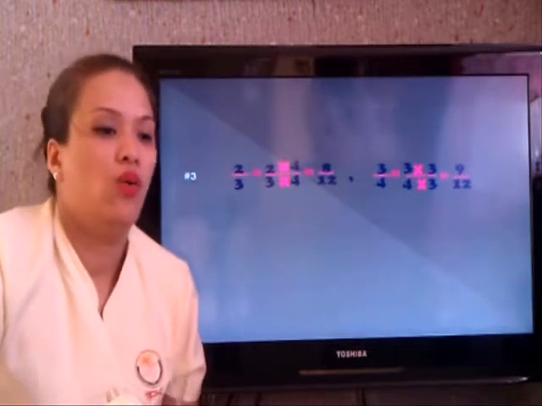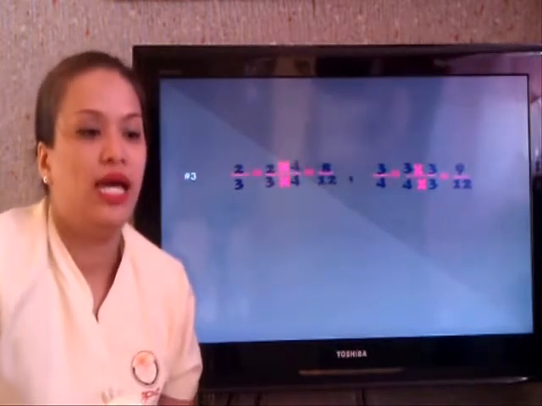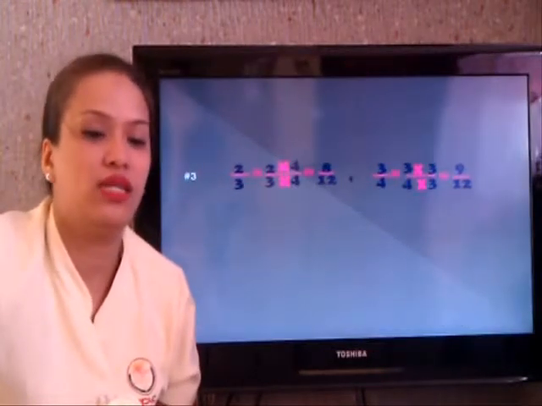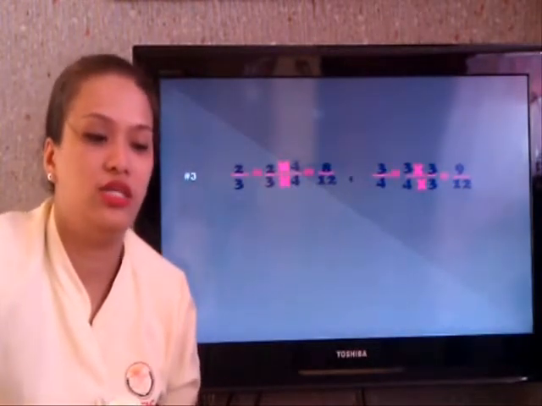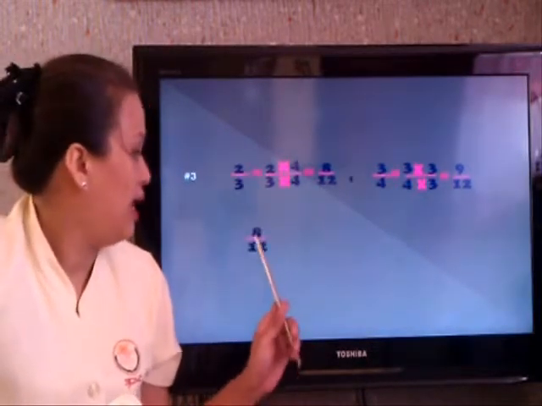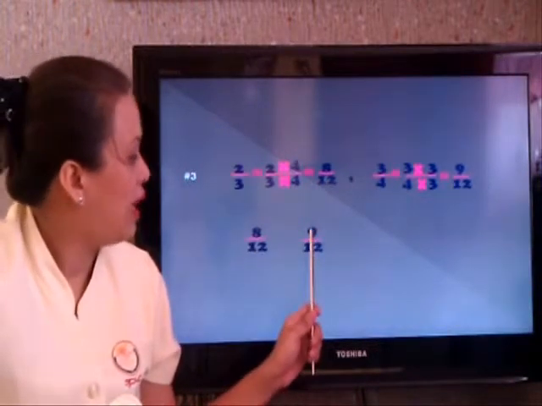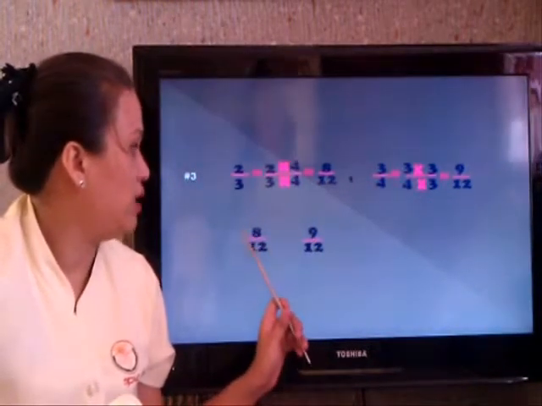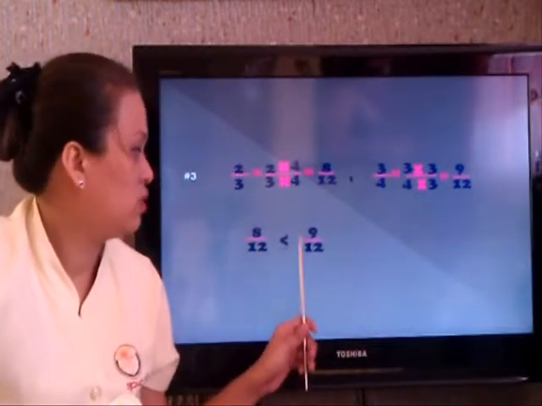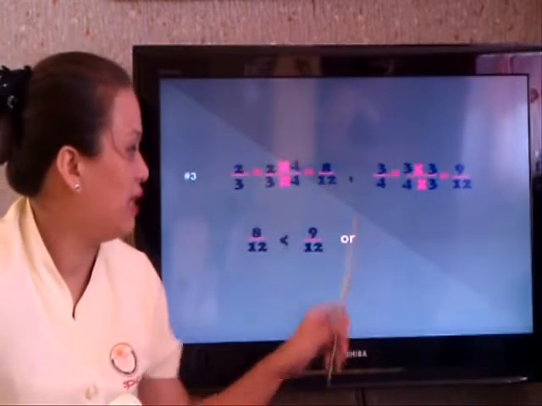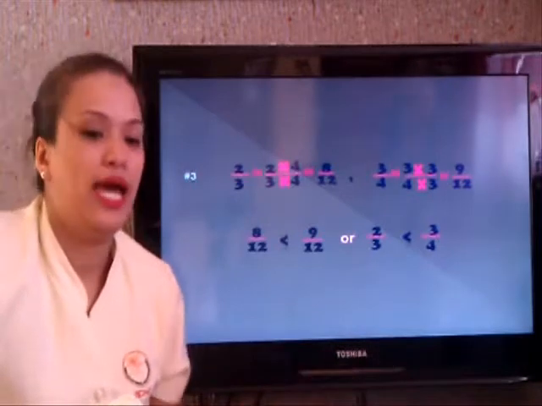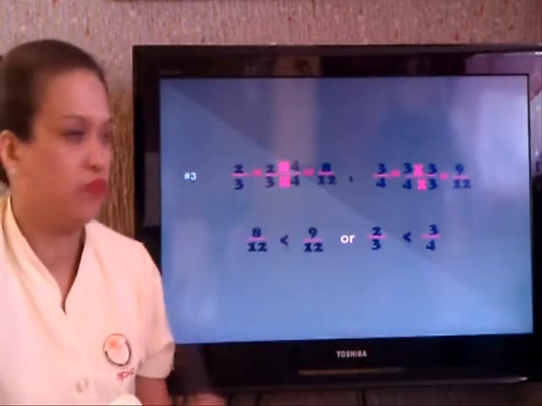So, now we have equivalent fractions. Now, it is easy for us to compare them. We just have to look at the numerator, because the larger the numerator, the larger the value. So we can say that we have 8/12 and 9/12. So, 8/12 is less than 9/12. Or we can say that 2/3 is less than 3/4. And that would be the answer.